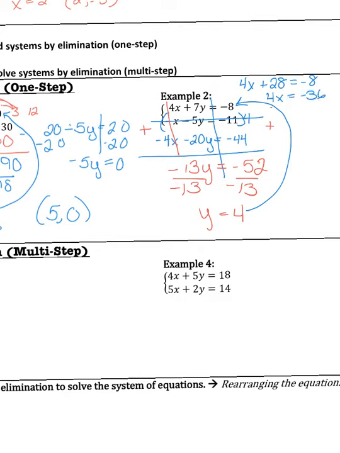I don't trust myself to do mental math in this video. So I get an x value then of negative 9. So my final answer is negative 9 and 4.